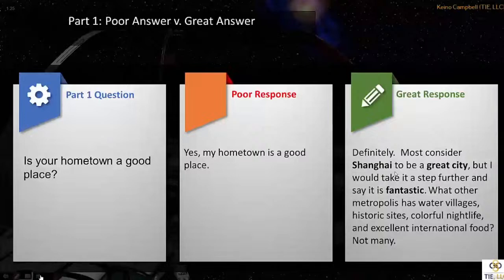We have a lot of great language here. Great city, good, fantastic, good. Instead of repeating hometown, just say the specific city. And then we have some great vocabulary, water villages, historic sites, colorful nightlife. That's all subject-specific vocabulary.